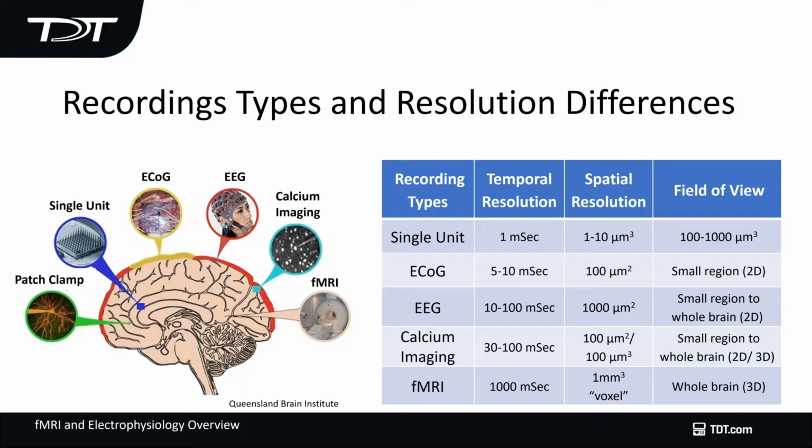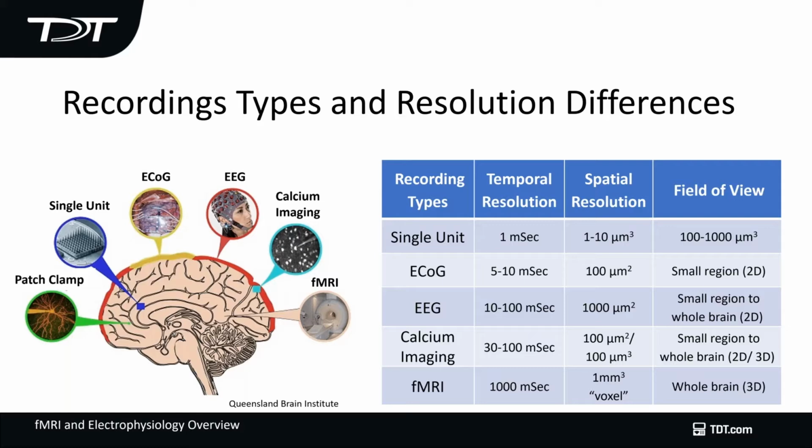And then we come into two new fields, which are calcium imaging and fMRI. With calcium imaging, we have a medium-sized temporal resolution, sometimes excellent spatial resolution, on the order of tens of microns, single cells, and we can have a very large field of view. With fMRI, we have a larger temporal resolution, larger spatial resolution, and a greater field of view, again, the whole brain.